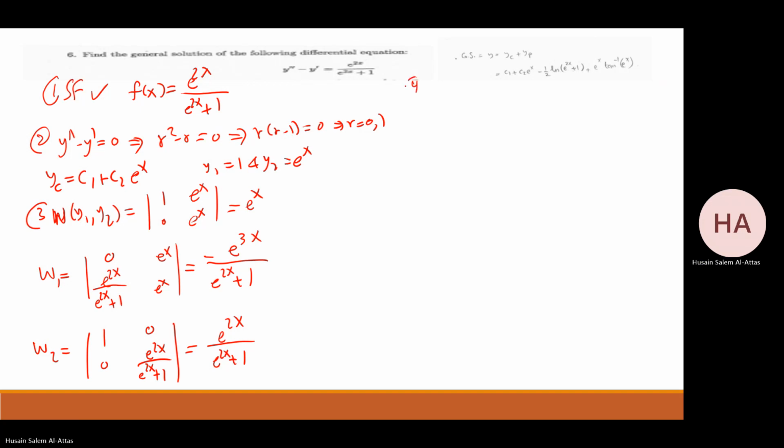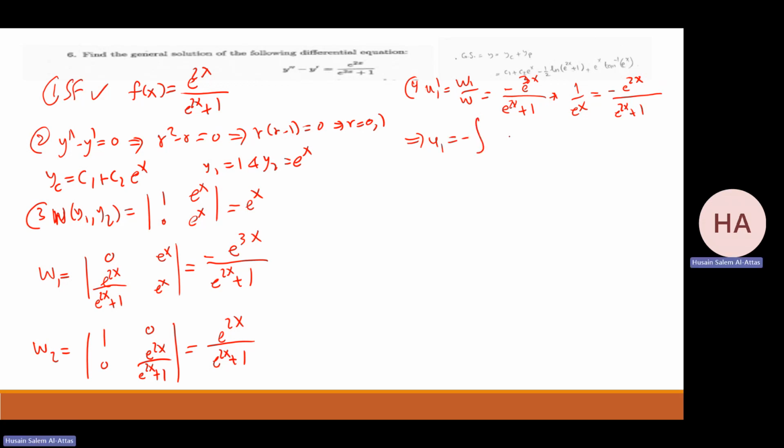Fourth step, u1 prime, that would be w1 over w. That gives me what? Minus e to the 3x over e to x plus 1 times the reciprocal of w, which is 1 over e to the power x. That will be minus e to x over e to x plus 1. What is u1? It will be minus an integral of this.